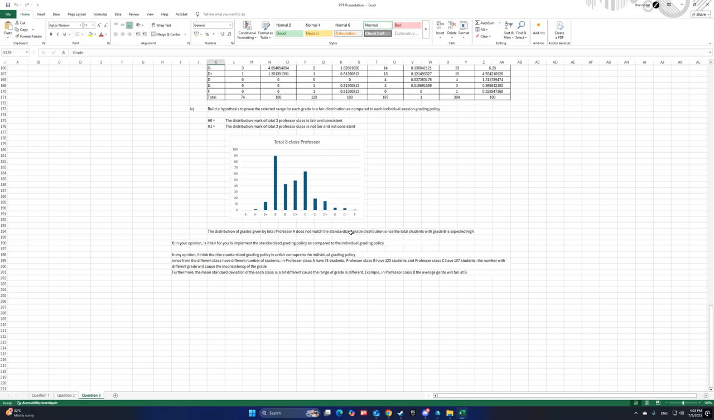Furthermore, the case used for the grade range is also different. For example, Professor B's class average grade will fall at B. So I think this policy is not standardized. It's not fair to implement the standardized grading for this policy.